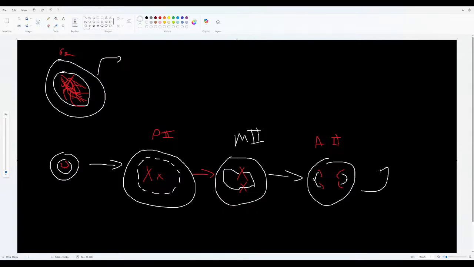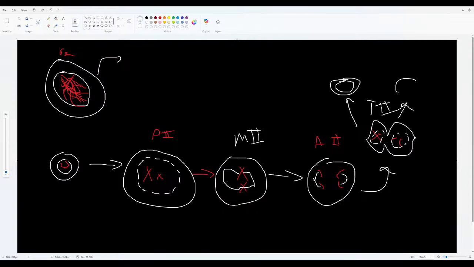And then we go into normal telophase 2. We reform our nuclear membrane. We decondense our DNA. And finally, as a result of this, we go through cytokinesis, and we have 2 cells that are not identical to each other.